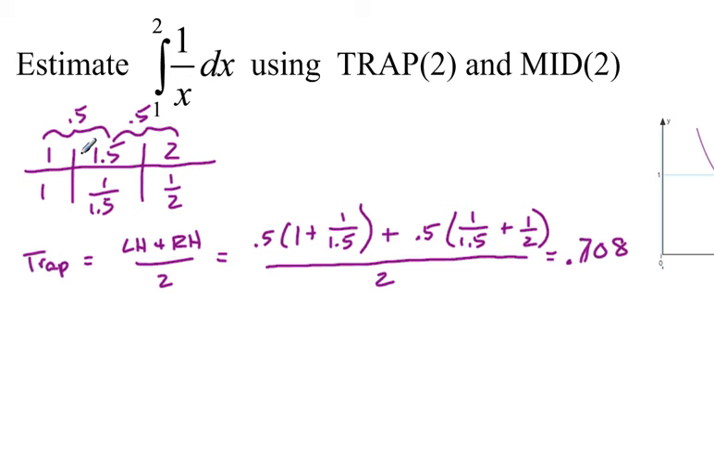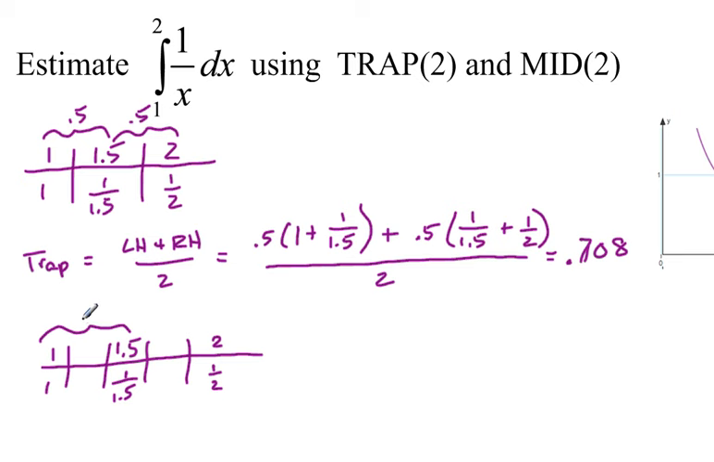Now for midpoint, we actually are going to need some other values in our table because we need the midpoint between 1 and 1.5. So our widths are going to be the same, but we're going to need a few more values. So I'm going to just extend my table here. So I had 1, 1.5 was 1 over 1.5, and 2 was 1 half. Now I still have this width being 0.5 and this width being 0.5, but I need the midpoint.